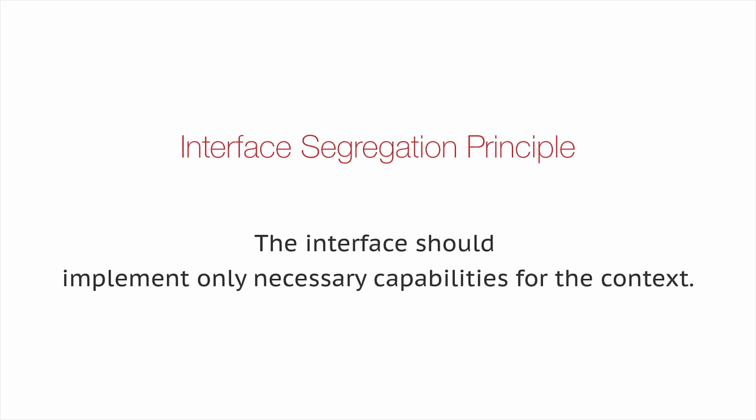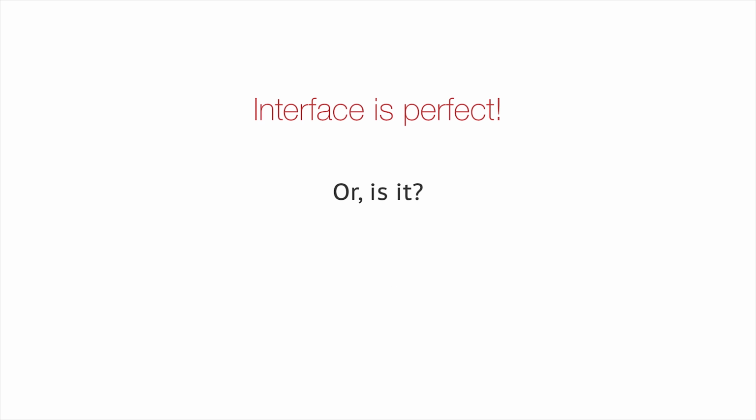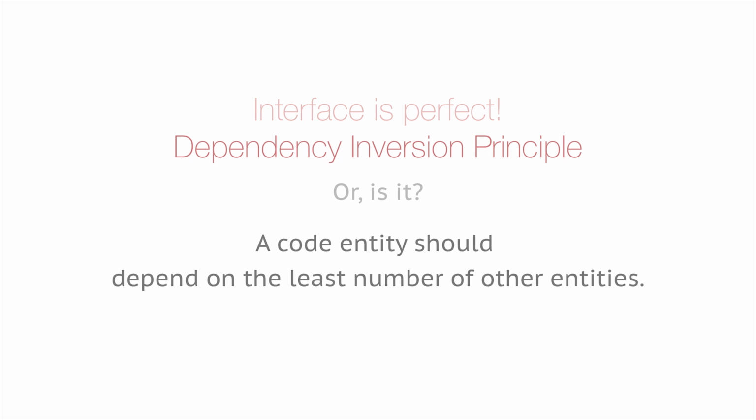Next principle to review is interface segregation. It suggests that the interface should implement only necessary capabilities for particular context. Thankfully, we kept our code to the minimum and implemented only the necessary parts. Or did we? And the final principle to check is dependency inversion. It suggests that a code entity should depend on the least number of other code entities.